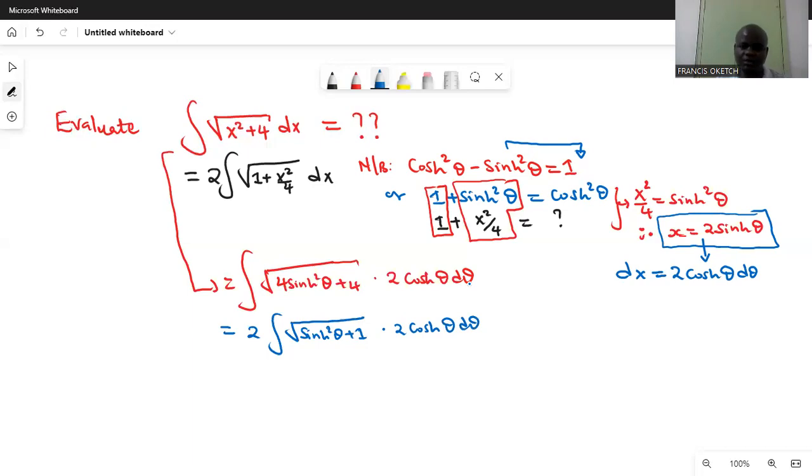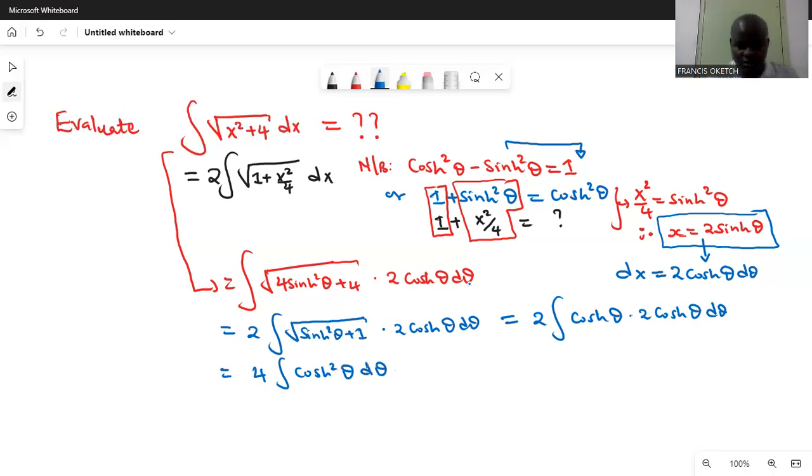But sine hyperbolic squared theta plus 1 is cos hyperbolic squared theta. And the square root of that is cos. Let me repeat, sine hyperbolic squared theta plus 1 is the same as cos hyperbolic squared theta. And this is under the square root, so that will give us cos hyperbolic of theta. So this equals 2 times the integral of cos hyperbolic theta times 2 cos hyperbolic theta d theta. 2 times 2, that is 4. So we'll have 4 times the integral of cos hyperbolic squared theta d theta.